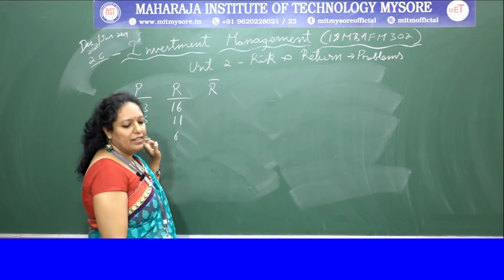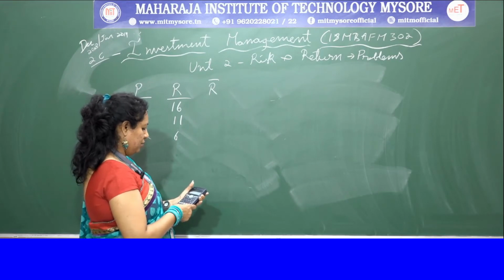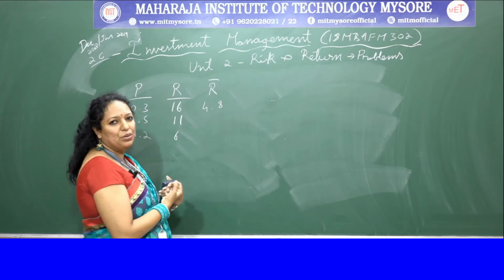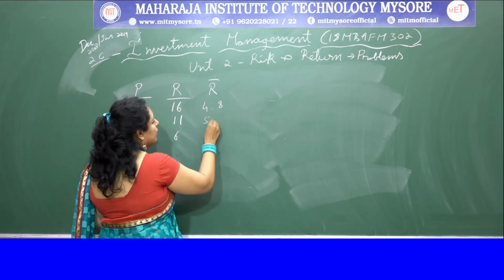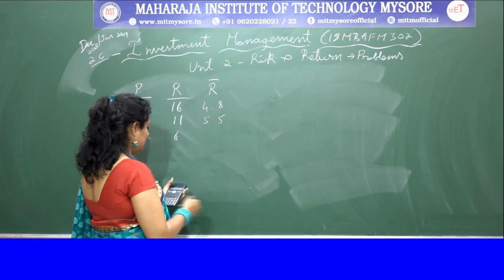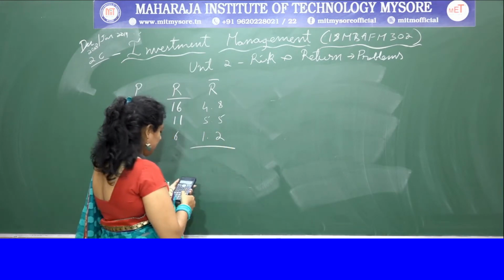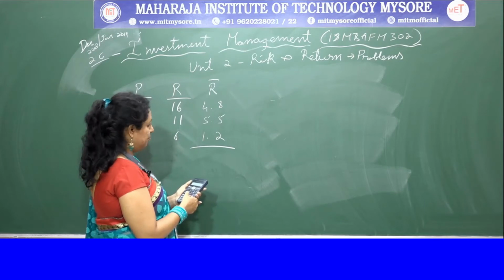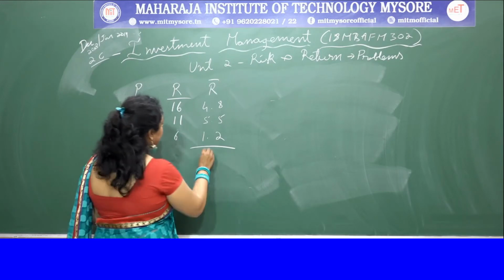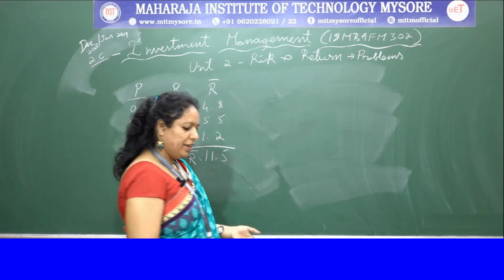So expected return is 16 into 0.3 we have to do. 16 into 0.3 we get 4.8. Then 11 into 0.5 it is 5.5. Okay, 6 into 0.2 it is 1.2. So expected return for us is 1.2 plus 5.5 plus 4.8. So total expected return is 11.5, or our R bar is 11.5.